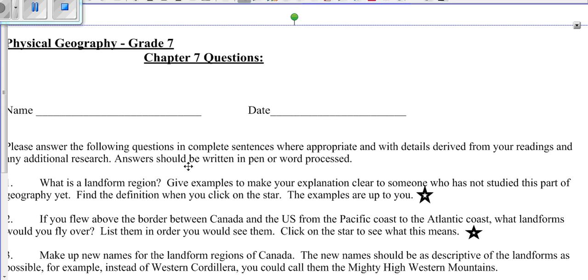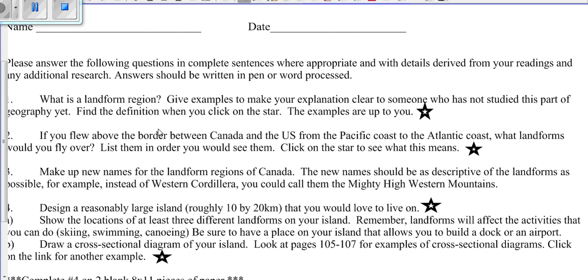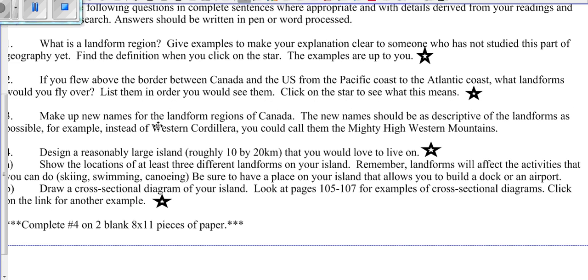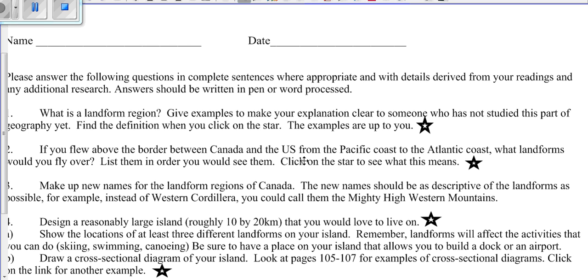I'm just going to go over the assignment for physical geography for grade 7. This is chapter 6 questions, not chapter 7. I need to make a change of that, but anyways, we can look at it anyways. So there are 4 questions, and I want to go over and just give you some ideas.